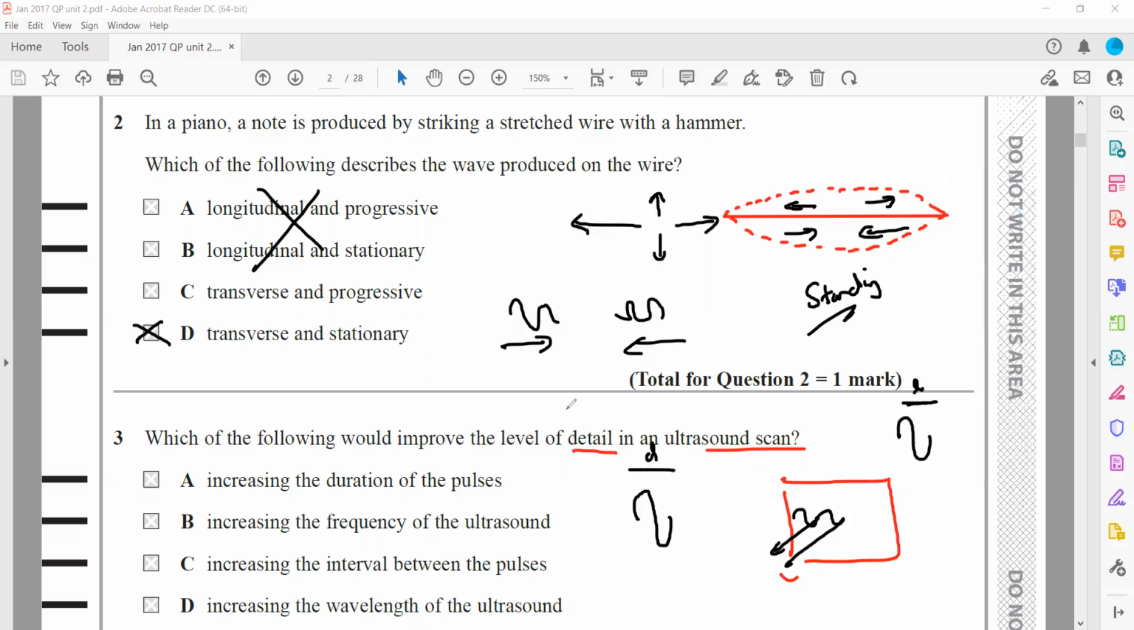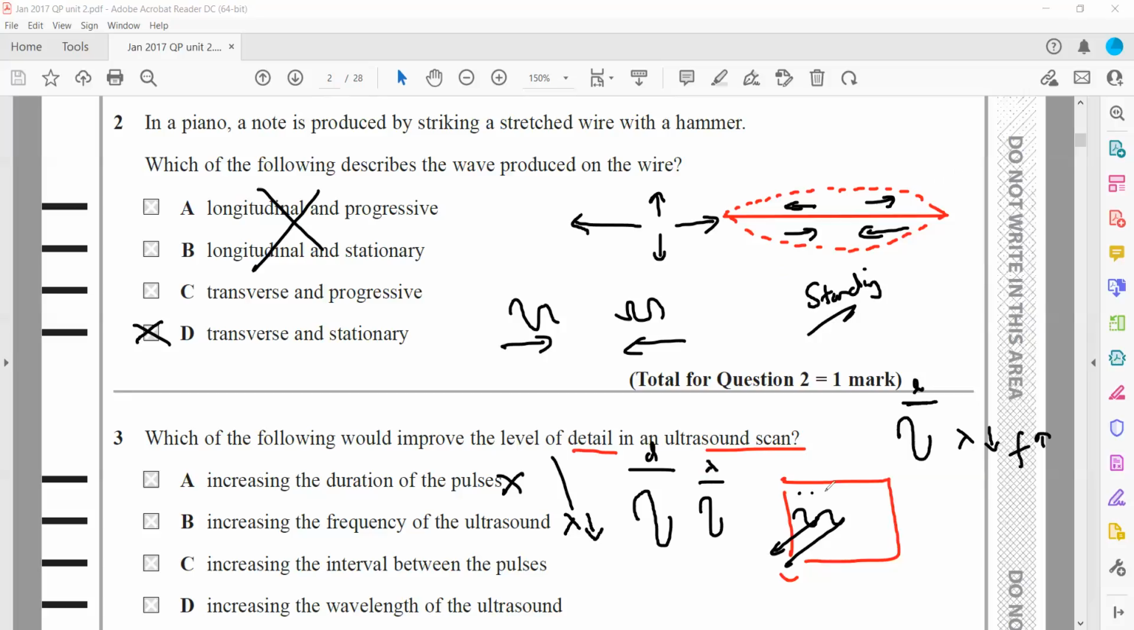So how do we reduce the length of the pulse? By reducing the wavelength. And how can we reduce the wavelength? By increasing the frequency. Increasing the duration of the pulses won't affect the detailed image. When we increase the frequency, what will happen? The wavelength will decrease, so the length of the pulse will be shorter. The size of the pulse is shorter.